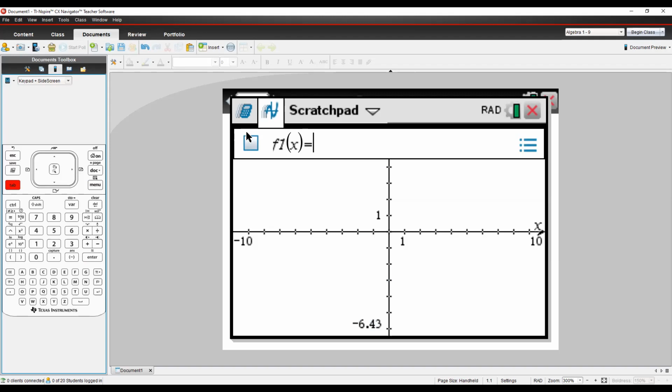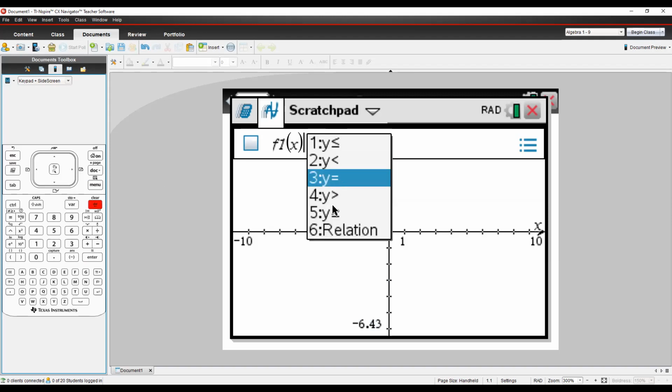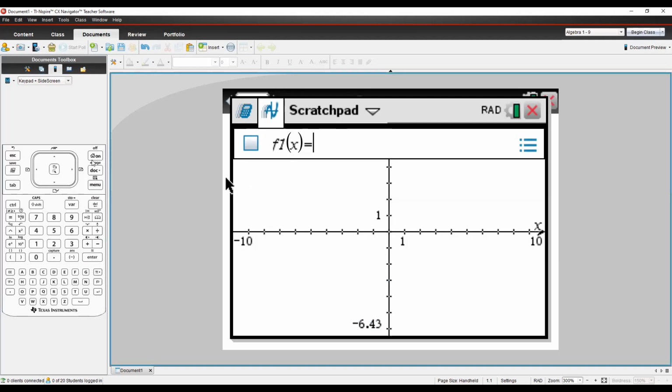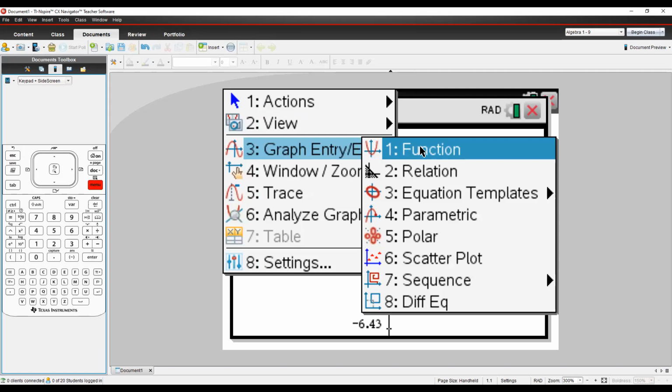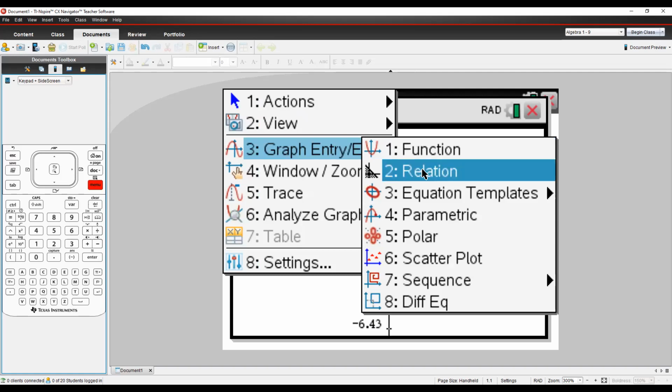Let me say that one more time. You want to be in relation mode when you're graphing inequalities. There are two ways to do it. You can delete the equal sign and go down to option number 6, or you can do menu 3, and there's the function mode. The second mode is relation. So that's what you would use.